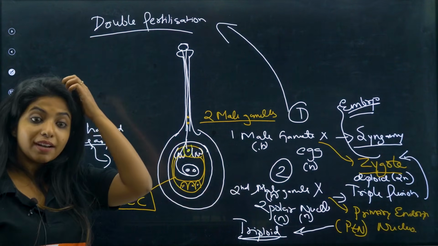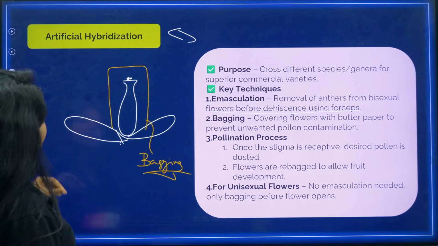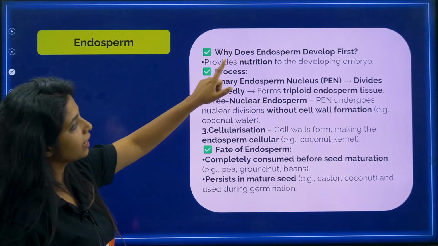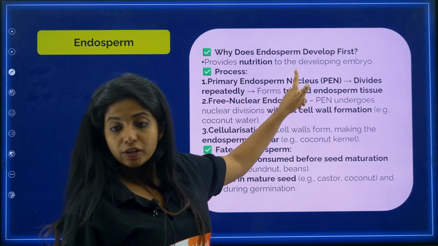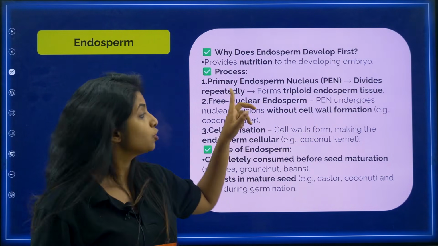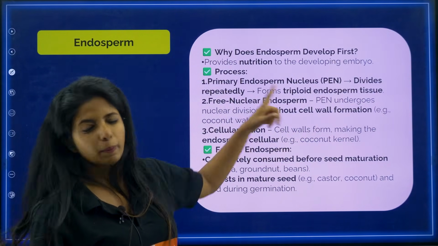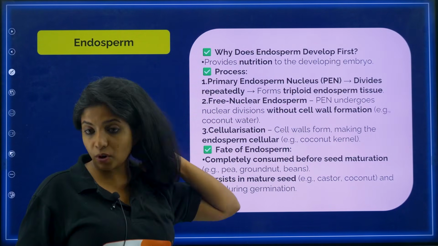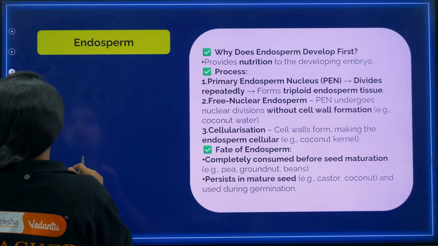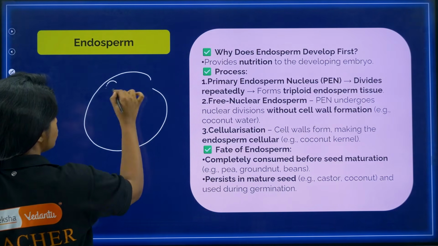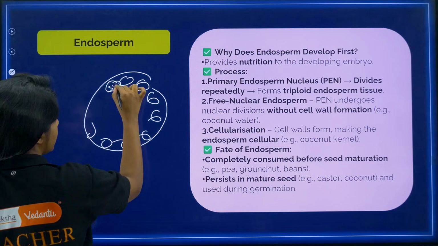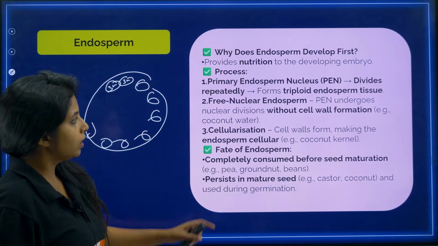So this is about double fertilization. Going ahead, endosperm. So why does endosperm develop first? I told you it provides nutrition to the developing embryo. Now there is the primary endosperm nucleus, which divides repeatedly to form the triploid endosperm tissue. So there will be so many cells, all of them having 3n amount of chromosome.